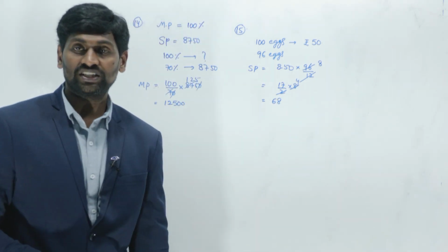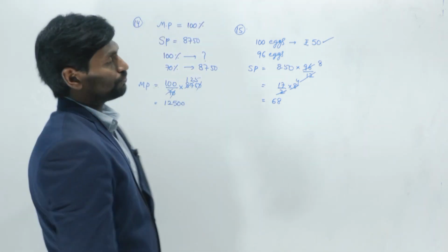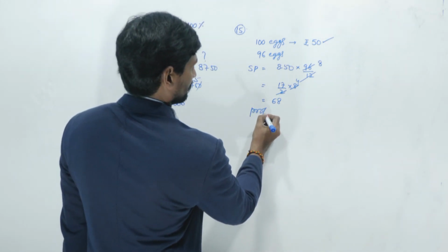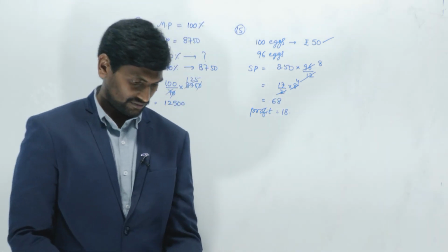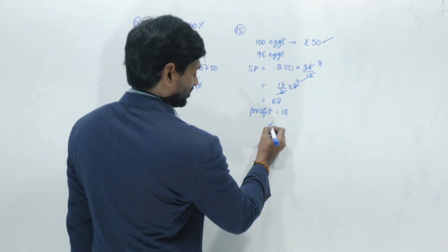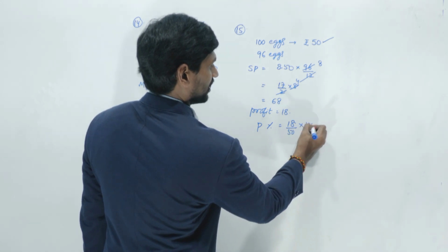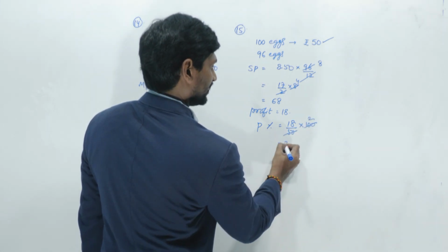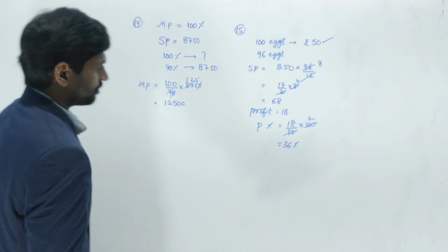So what is the profit here? He bought for 50 rupees, sold for 68 rupees, so the profit is 18 rupees. The percentage is also asked. So profit percentage is equal to 18 by 50 into 100. So 2 times cancel, 18 into 2, 36 percent. Okay, let us go to the next problem.